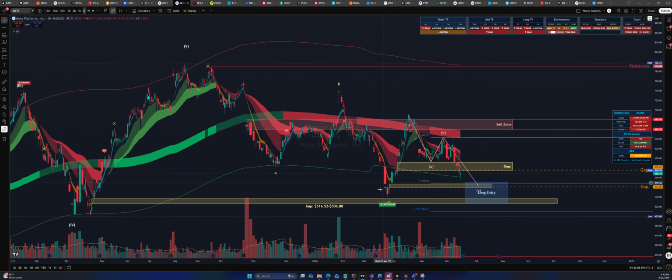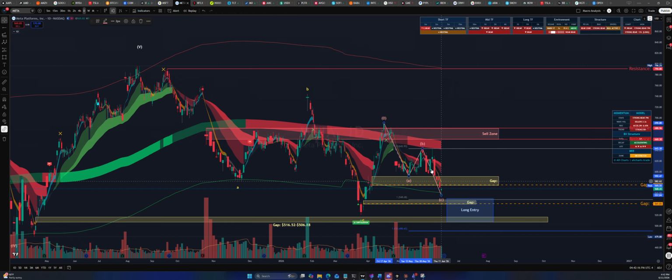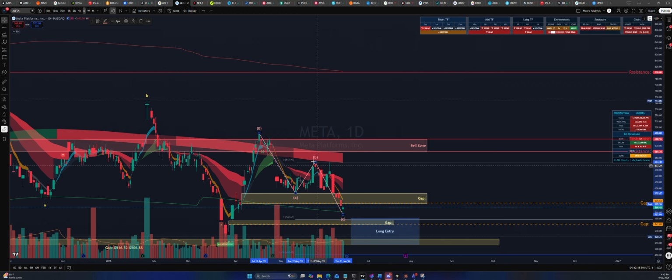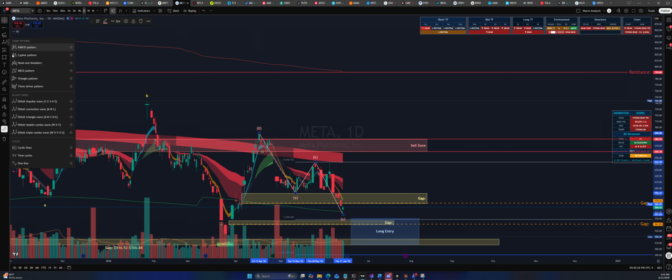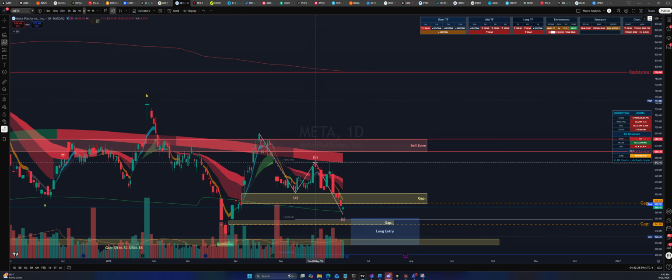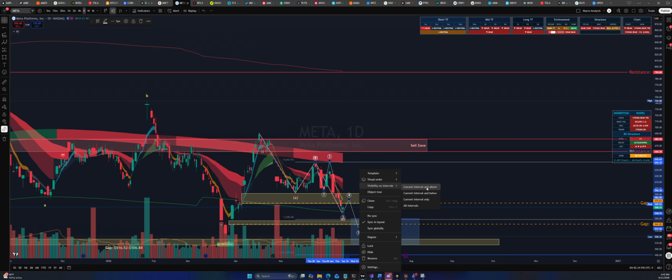Meta has pretty much done the same thing. Meta has corrected this move right here, an indicator called the bottom of Meta. It has corrected this move in A, B, C to the downside, and within the C wave, it has done A, B, C. Sometimes you have a 1, 2, 3, 4, 5. So the alternative for Meta is to do, within the C wave, a 1, 2, 3, 4, 5 wave move to the downside.